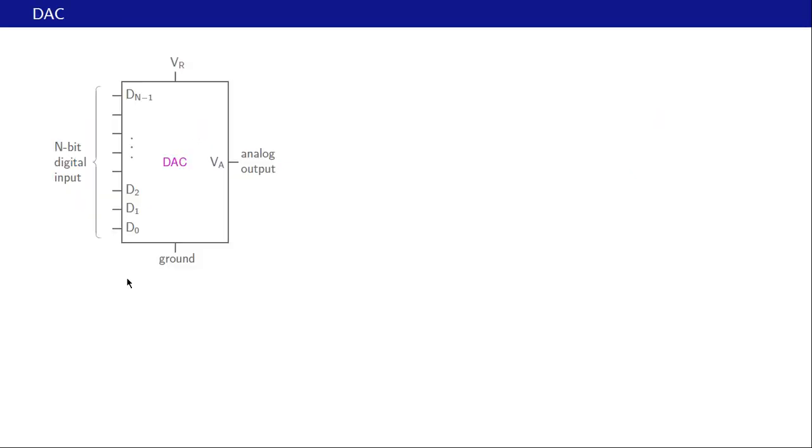Here is the schematic picture of a DAC, that is digital to analog converter. This is the digital input, that is the analog output. Then we have ground and a reference voltage for the chip. The digital input has n bits, D0, D1, D2 up to Dn-1. Now depending on the values of this binary number and this reference voltage, the DAC will produce an analog voltage output.